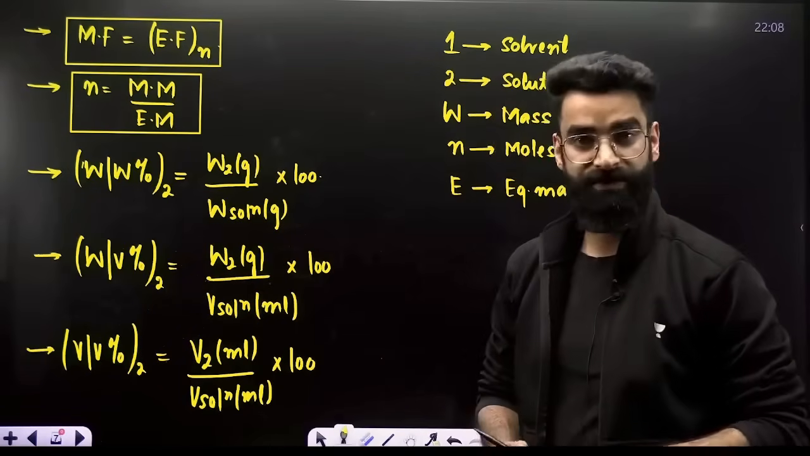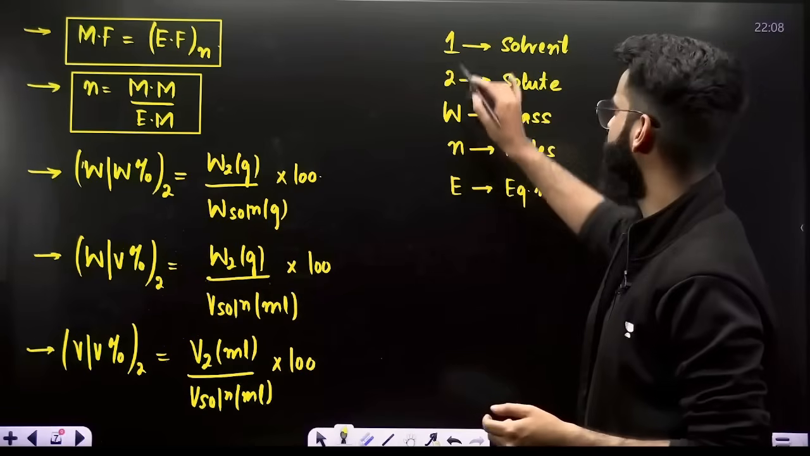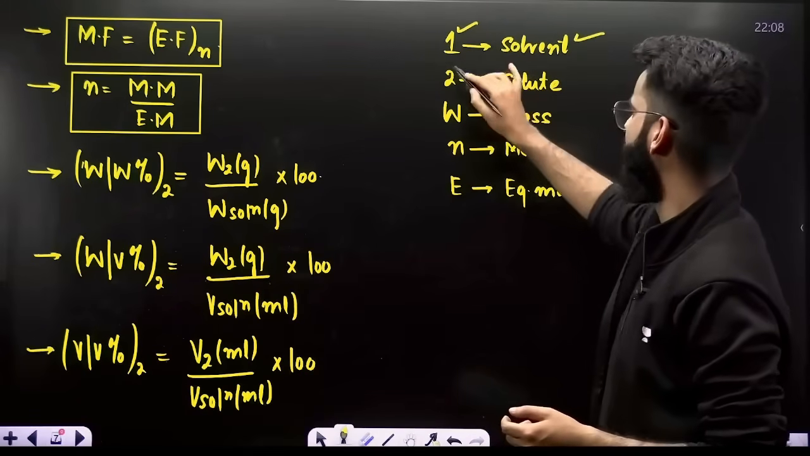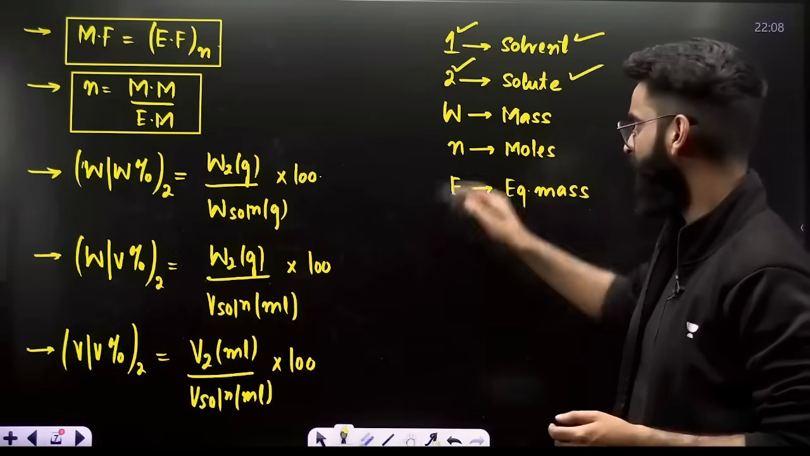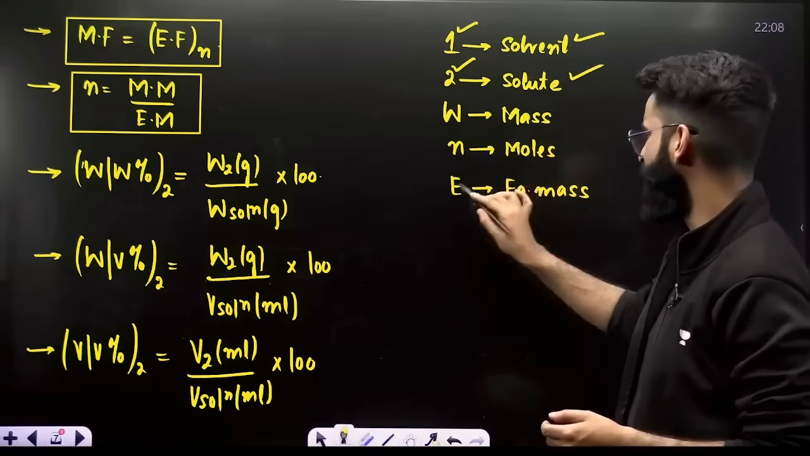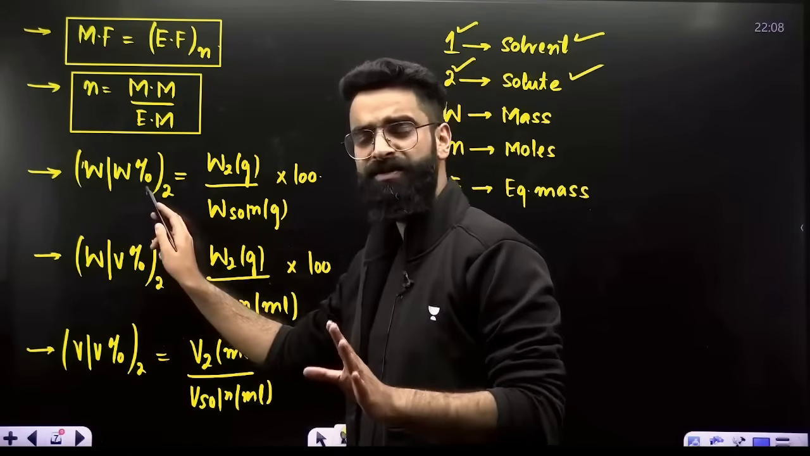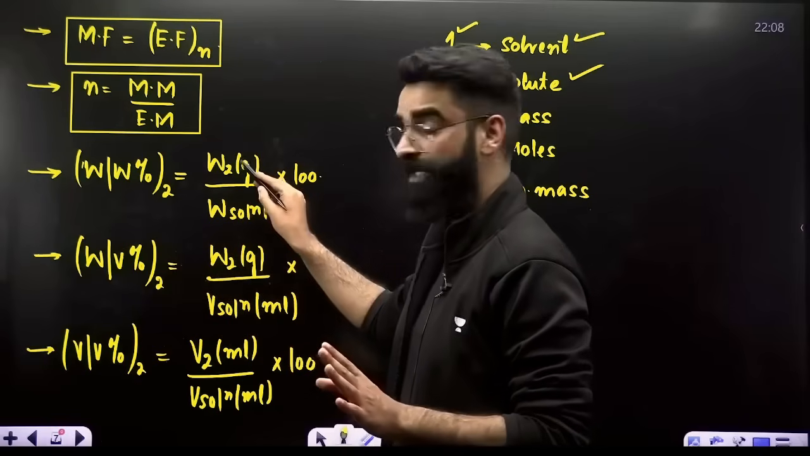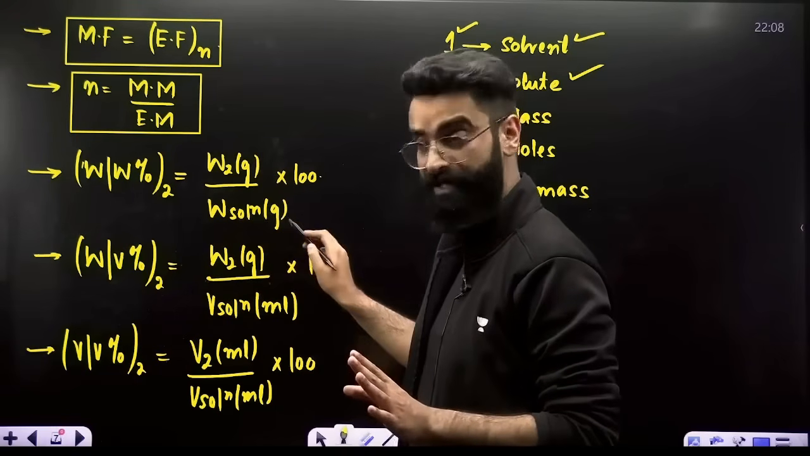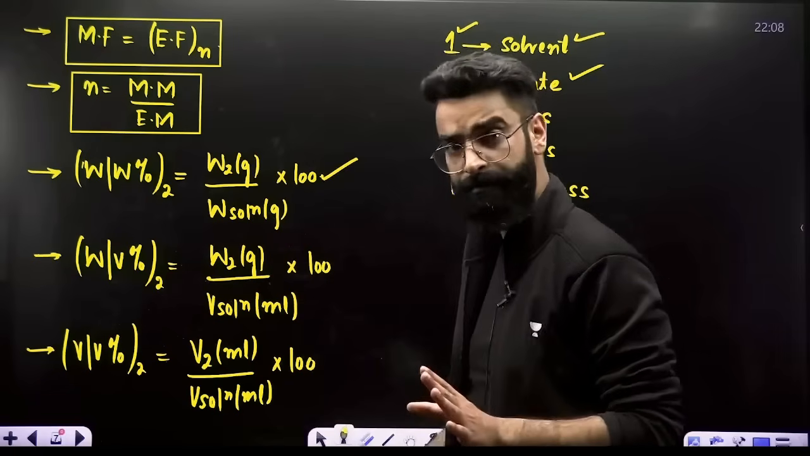Now comes to the concentration terms. You know, with the help of this 1, you represent solvent. With the help of this 2, you represent solute. W stands for mass, N stands for moles, E stands for equivalent mass, right? Now, weight by weight percentage of solute is always equal to mass of solute in grams divided by mass of solution in grams multiplied by 100.